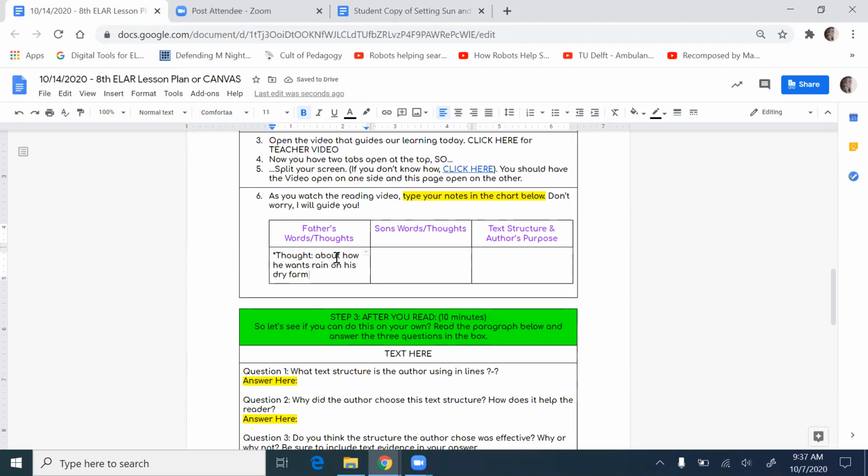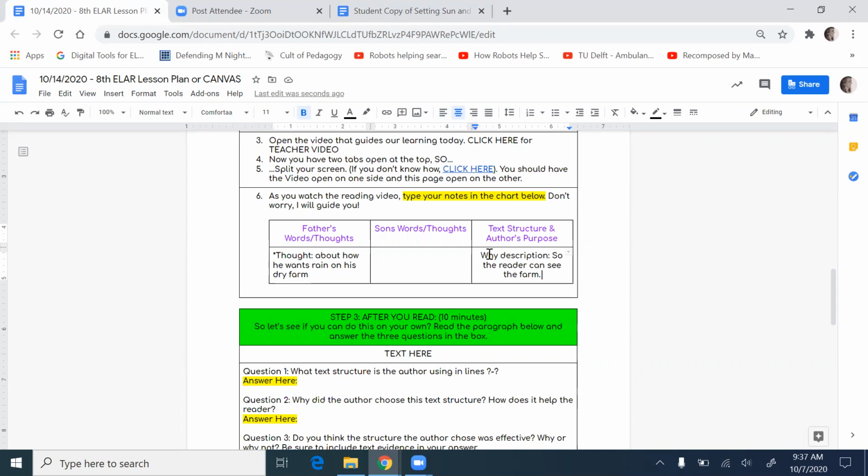Now we've got to ask ourselves, why is the author starting with description? Why description? Well, he's starting with description so that you, the reader, can see the farm. What you know from this text, because you've read it before, is the farm is what's coming in between father and son.